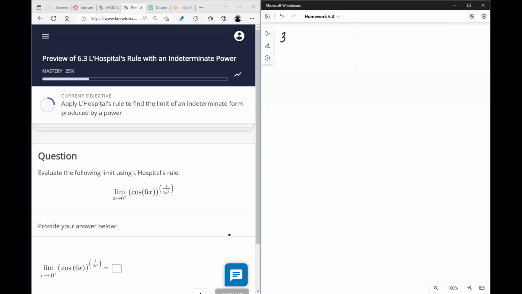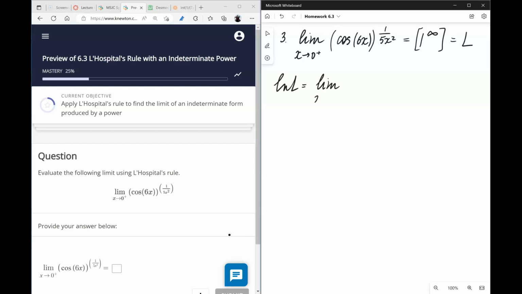All right, let's try another problem. We have the limit as x approaches 0 plus. Cosine at 0 is roughly 1. 1 over 0 is infinity, so we have 1 to the power infinity. Let's call this L. Let's focus on finding ln of L. It will be the limit as x approaches 0. We're going to pass the limit through ln, and use the properties of ln to bring the exponent outside of the logarithm.